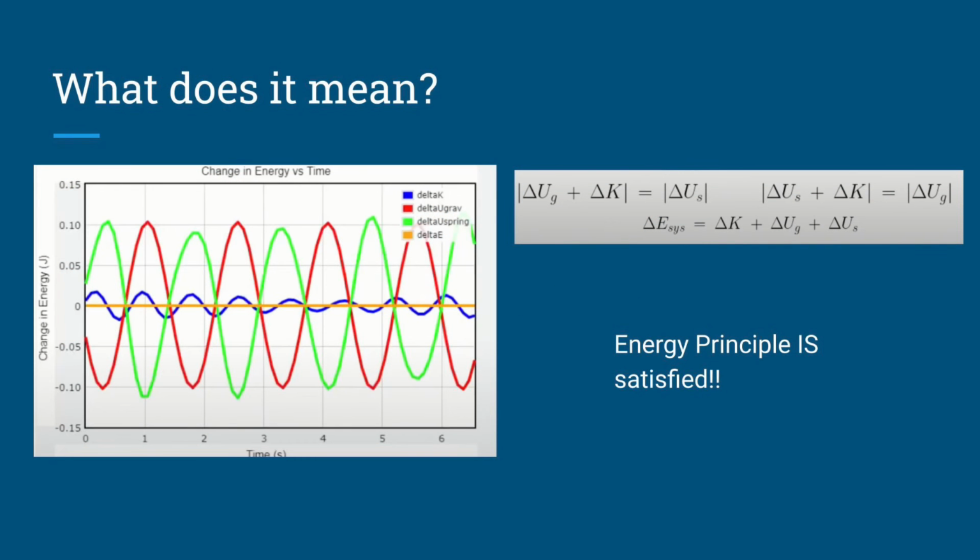Looking at the change in energy versus time graph, the sum of the change in the kinetic energy, the change in gravitational potential energy, and the change in spring potential energy equals zero. This sum is the change in total energy of the system, which is denoted by the orange line. This sum shows that nothing in the surroundings does work on the system, which is true based on the definition of the system in this experiment.